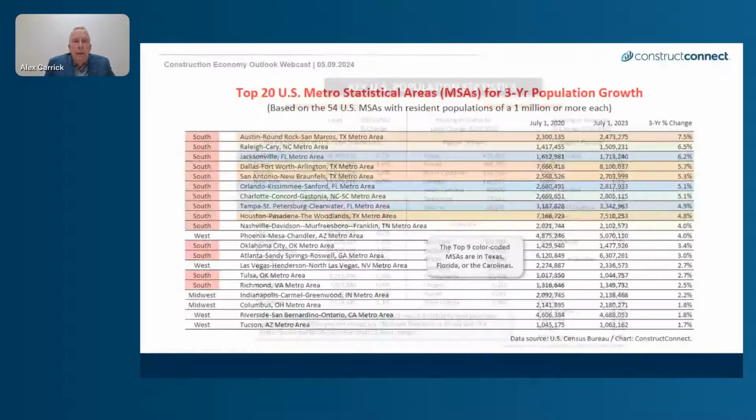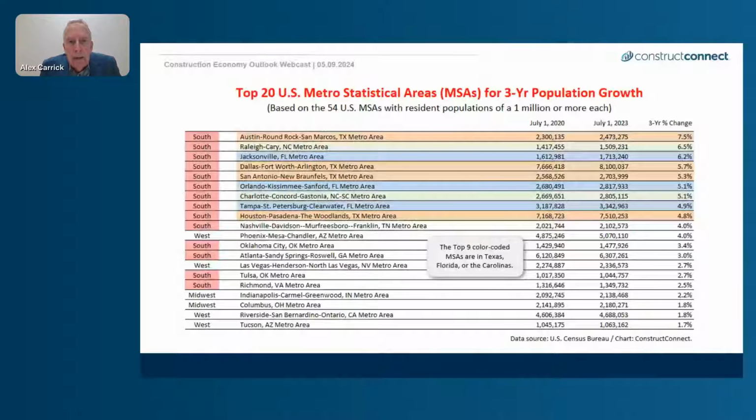Next slide, please, Paul. And here what I've done is I've looked at the 20 metro statistical areas for fastest growth over a 3-year time period. And there are 54 cities in the U.S. with populations of 1 million people or more each. And these are the 20 with the fastest increases. And I've color-coded it here. And on the left, the reason for doing this is I'm not sure that people realize the degree to which the South is surging ahead.